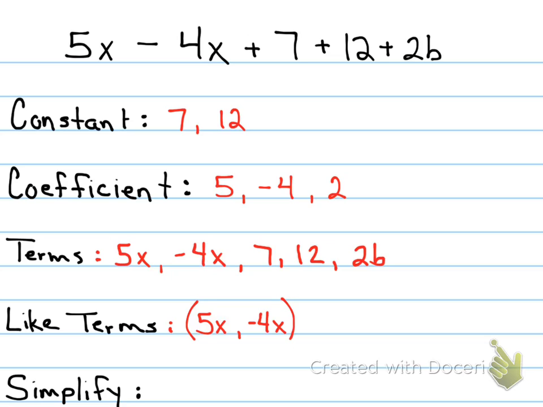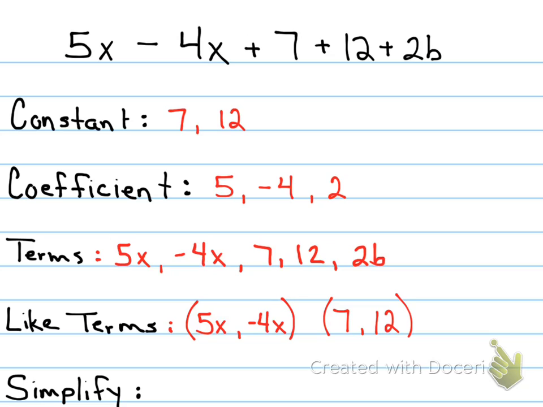What's another group of like terms? 7 and 12. Very good, 7 and 12. Now, are there any other b's besides 2b? No. Is there anything we can combine it with? No. So it doesn't have any like terms, so we don't even include that one in like terms. Does that make sense? There's got to be 2 for it to be like terms. There could be 3, there could be 4, but there's got to be at least 2.